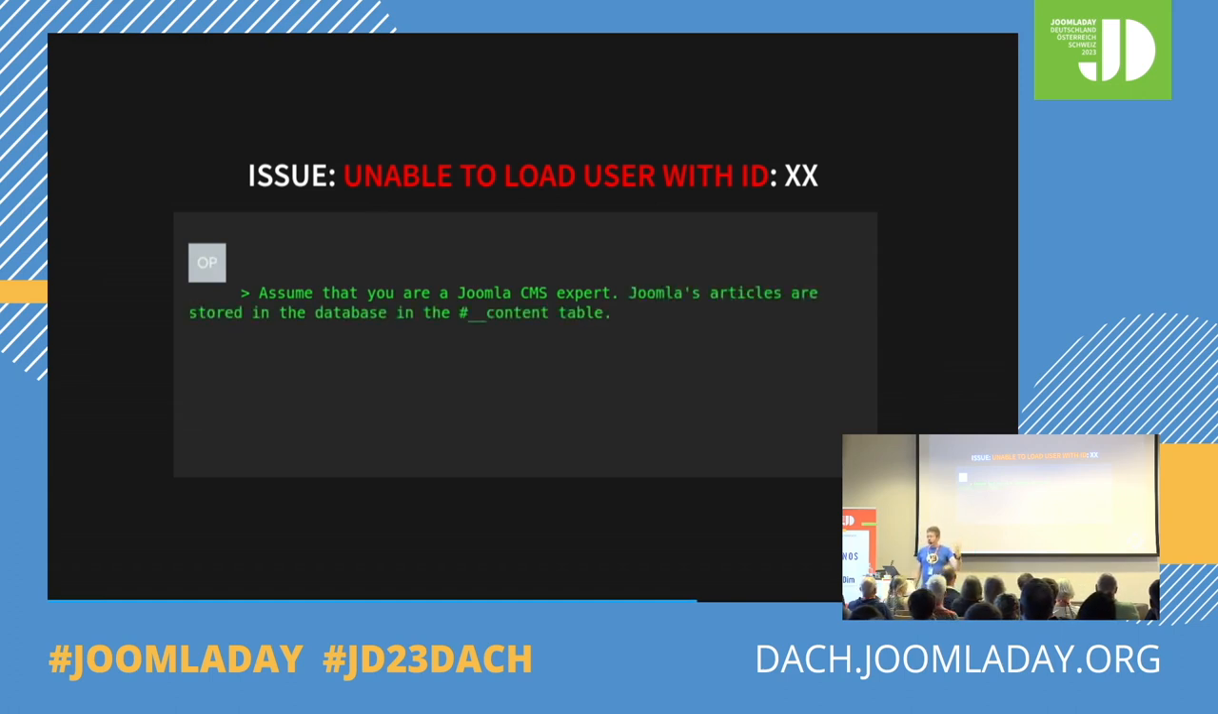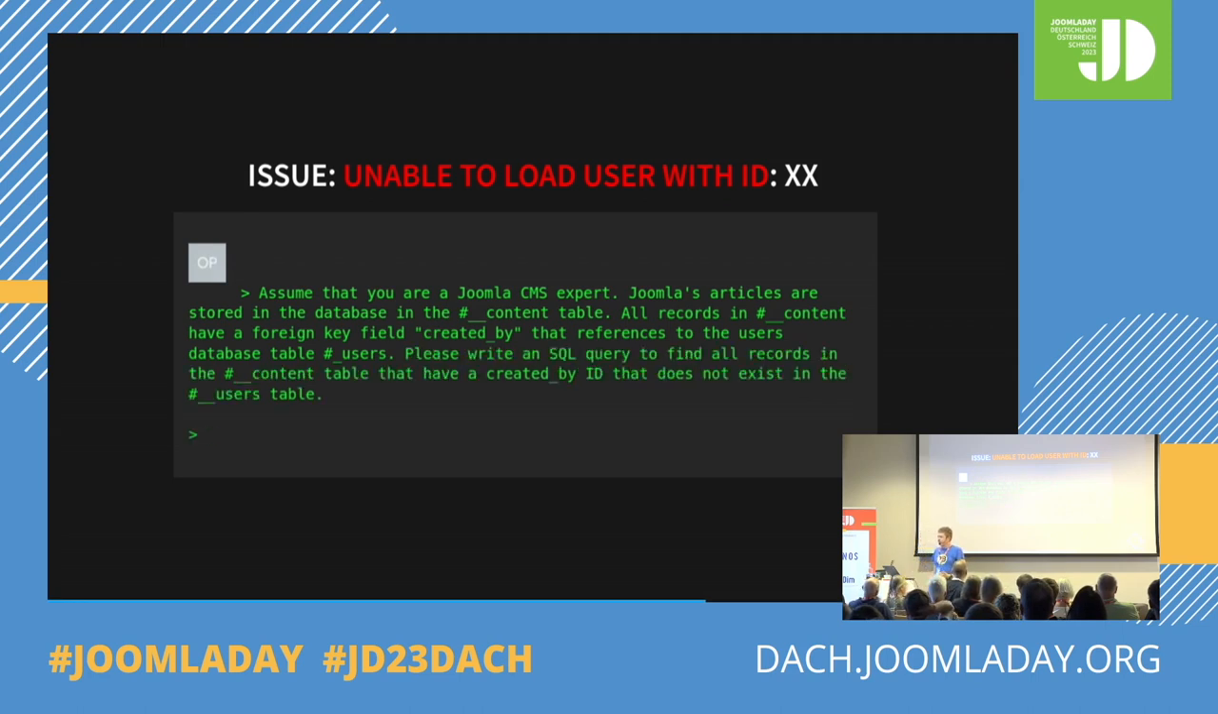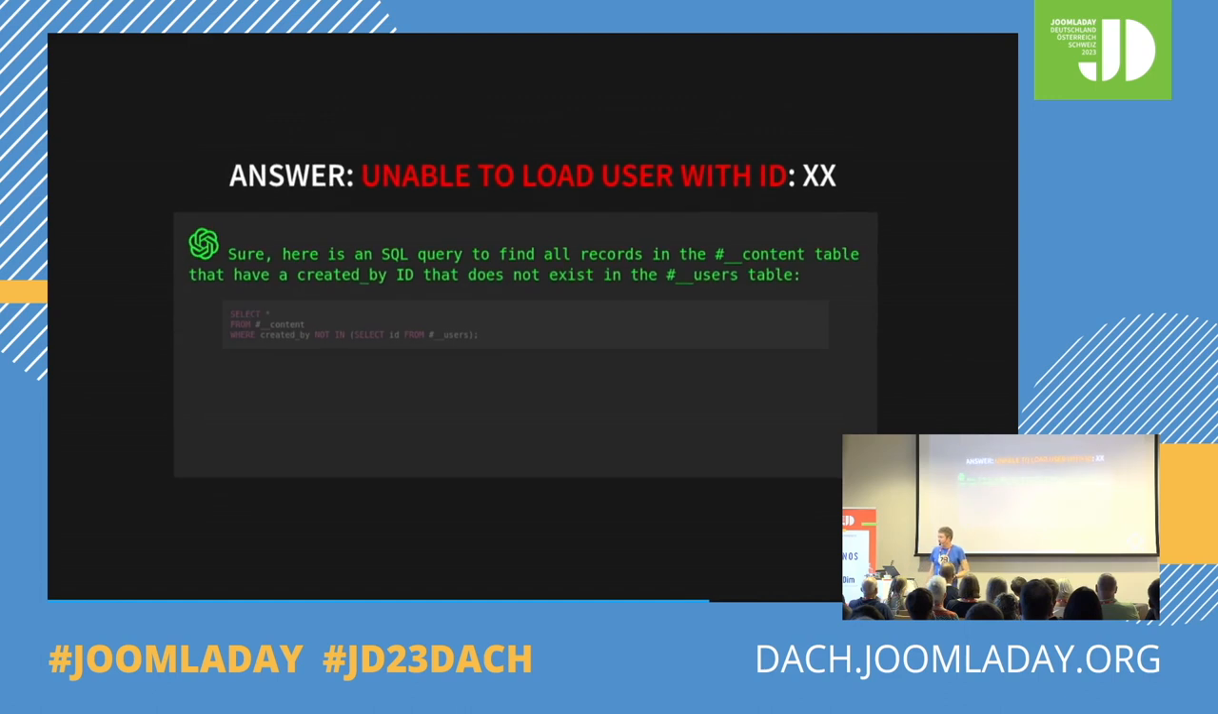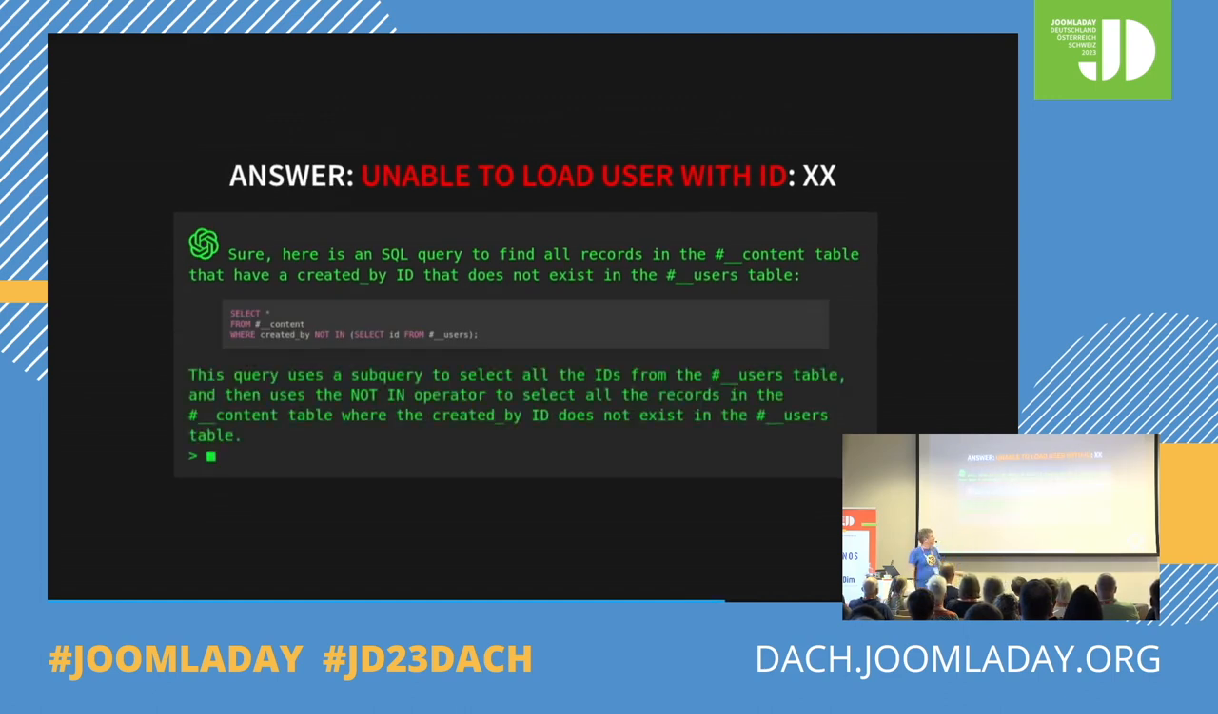Joomla's articles are stored in the content database table. They have a foreign key called created by, and the reference is to the database with the users. I said please, but I should not do please, because please here is also an extra token, and you have to keep it short. Anyway, I said, please write an SQL query to find all the records in the database that have a user that's not there anymore. Well, this is ChatGPT, and this is what it does. And it also explains the code. It's really nice.